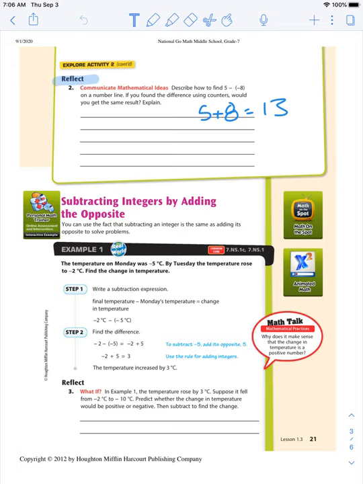And if we were to do this with counters, we would start at 5 positive counters, and then we would need to take away 8 red counters. There are no red counters, so we have to add 8 zero pairs. 1, 2, 3, 4, 5, 6, 7, 8. And we're going to add yellows to make zero pairs. And then we take away 8 red ones. So I'm going to cross out these 8 red ones. There are 13 positive counters left, meaning 5 minus negative 8 is 13. So you get the same answer no matter which way you model it.